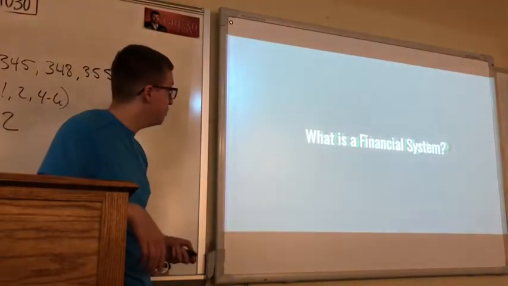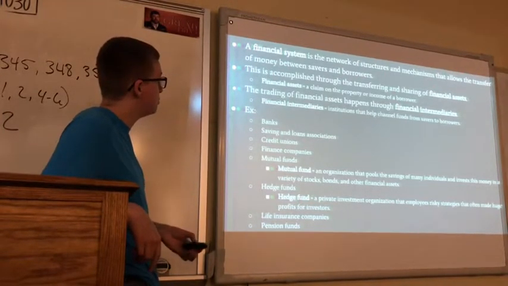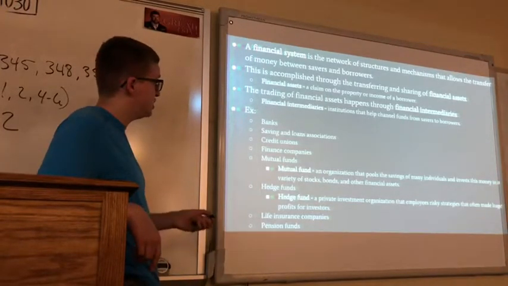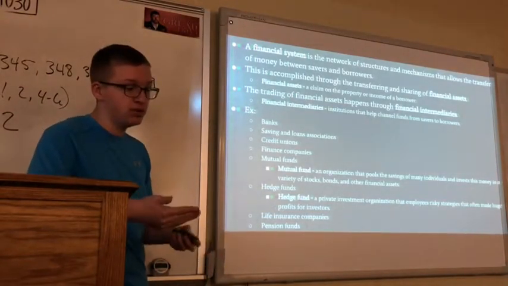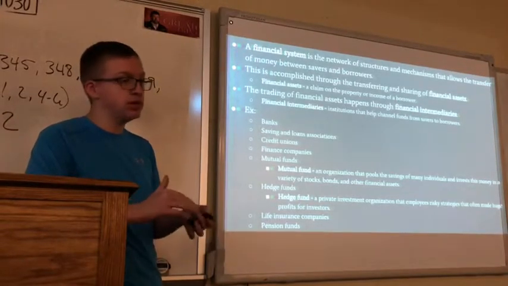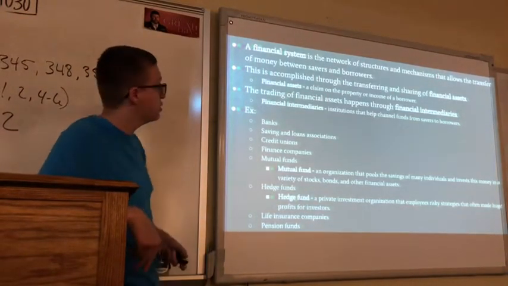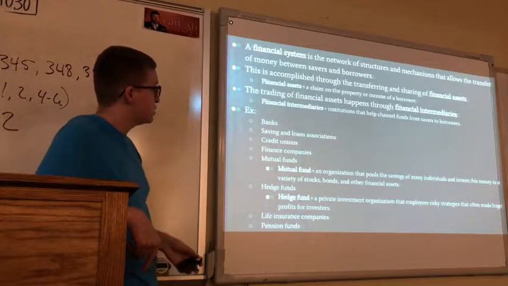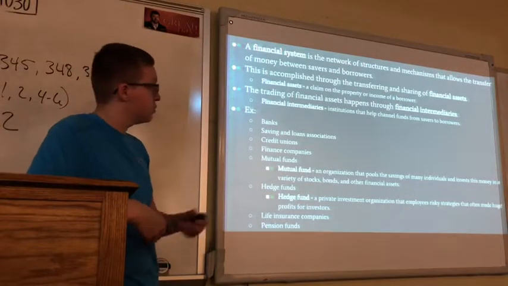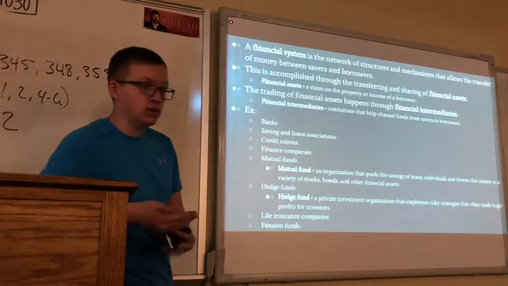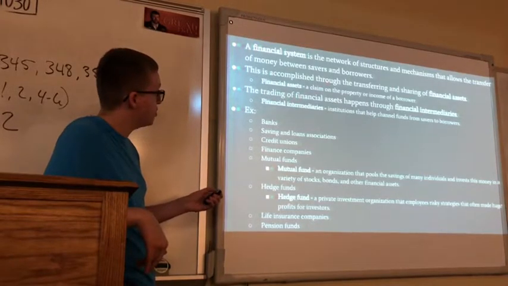So, what is a financial system? A financial system is the network of structures and mechanisms that allows the transfer of money between savers and borrowers. So that's pretty much the definition of the banks. The banks and financial intermediaries, which we'll talk about later, are a system that allows savers and borrowers to transfer money between each other. This is accomplished through the sharing of financial assets. Financial assets are like your money, your stocks, your house, that kind of thing. The definition is a claim on the property or income of a borrower.